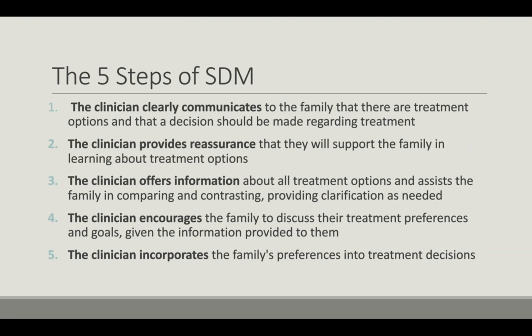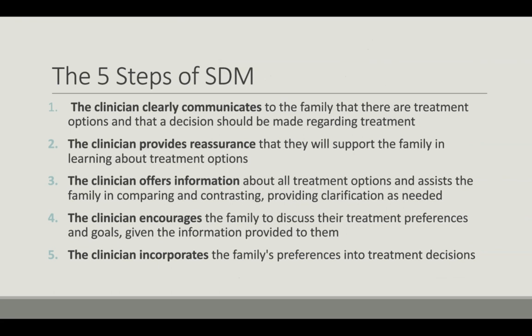The first step is that the clinician clearly communicates to the family that there are treatment options and that a decision should be made regarding treatment. So this is clearly saying there are options, but you need to be able to pick an option. How do they pick an option? Step number 2, the clinician provides reassurance that they will support the family in learning about all the options that are provided to them. Step number 3, the clinician offers information about all these treatment options and helps the family to compare and contrast, providing clarification, resources, and answering questions along the way.